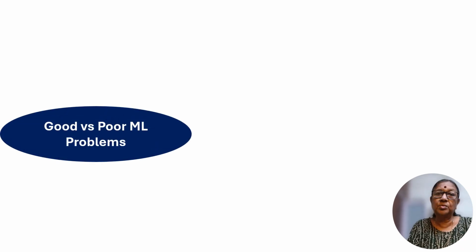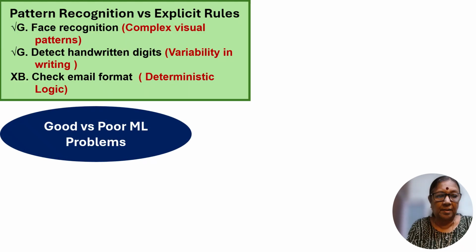Now let's look at some good and poor machine learning problems. Let's look at pattern recognition. When the pattern recognition is complex, for example face recognition or handwritten images, they are good ML problems. But you also have patterns in email format. But there it is deterministic logic. So it's a bad problem.